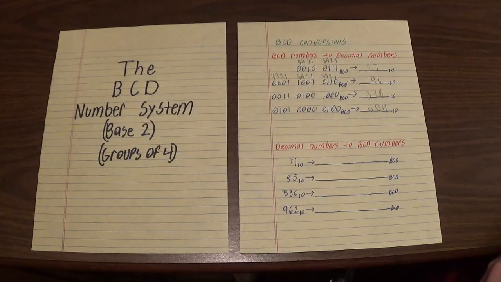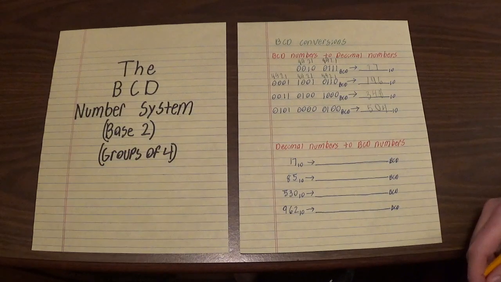Okay, so very easy to do conversion. Remember just the first 4 places of your binary number line to do the conversions.